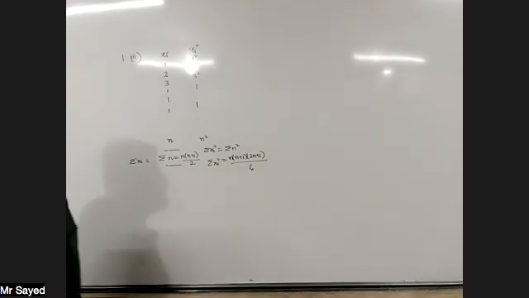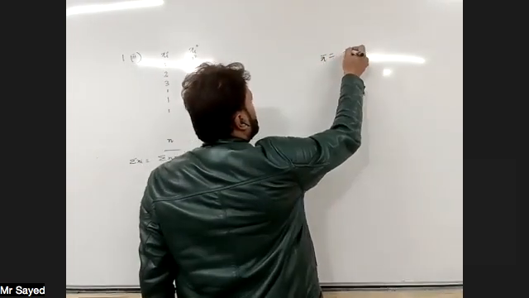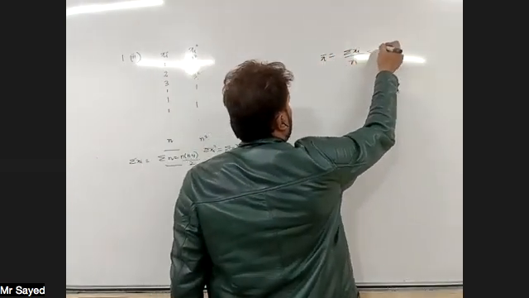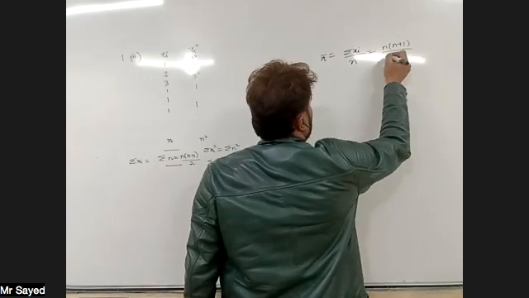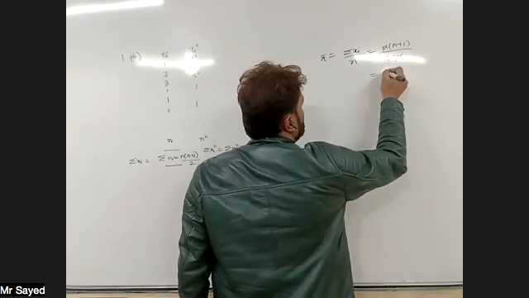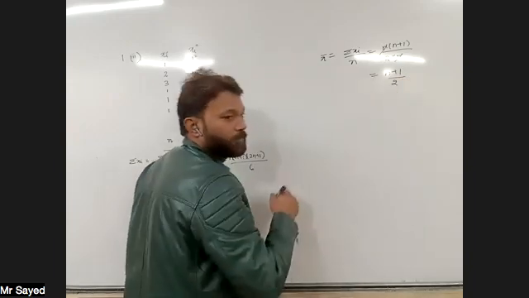Right? Now we need to find out mean. Mean equal to summation xi over n, which is n plus 1 upon 2 into n, so this is n plus 1 upon 2.